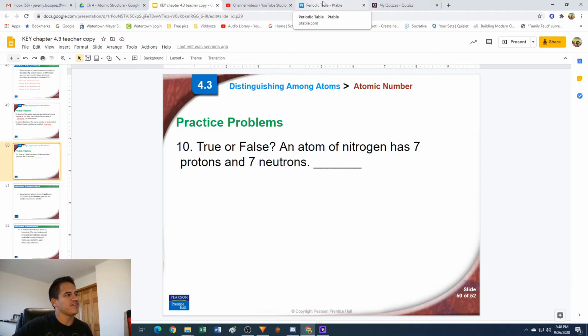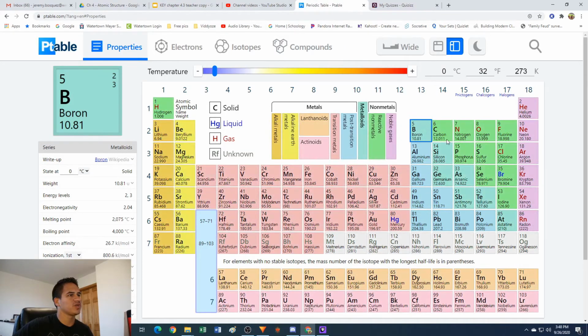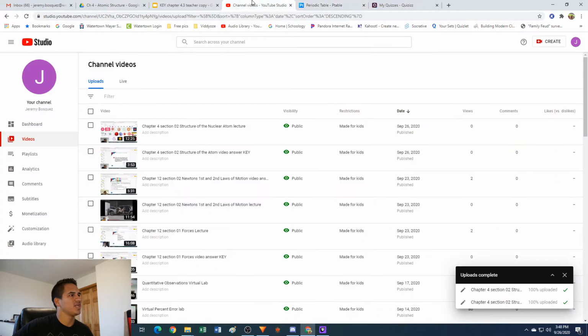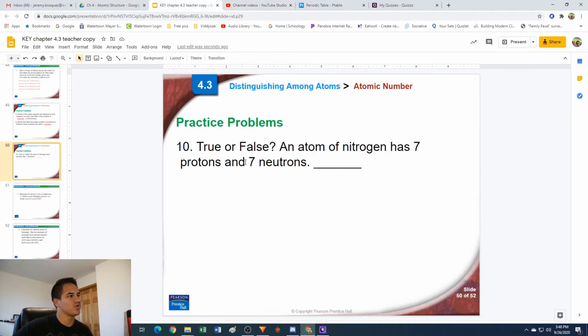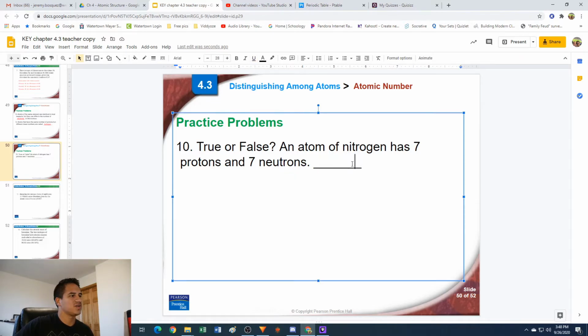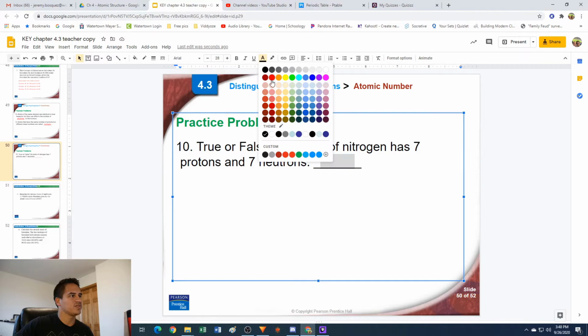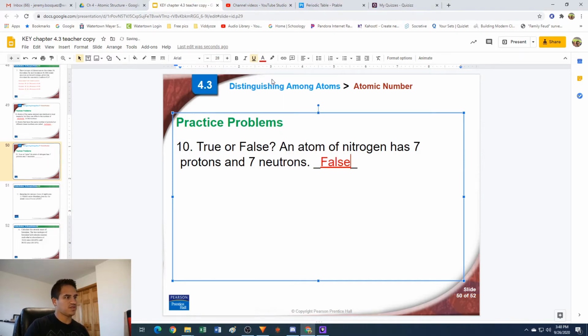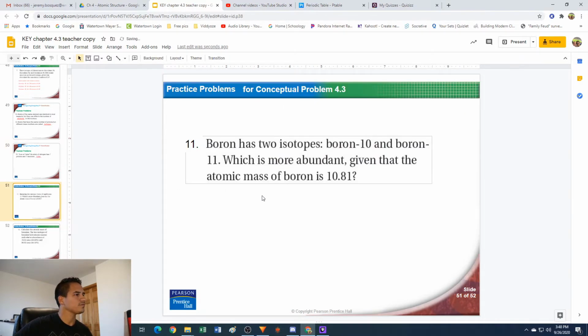All right, number 10, true or false? An atom of nitrogen has 7 protons and 7 neutrons. So if we look on the periodic table, we can find nitrogen here. Its atomic number is 7, which means that yes, it does have 7 protons. However, it doesn't mean it has 7 neutrons. Okay, so this is kind of true in one aspect, but it's not fully true. So we do have to say that this is false.